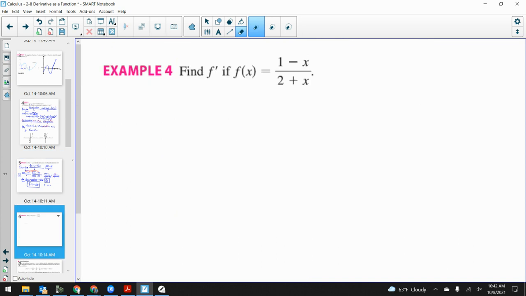All right, let's take a look at this one. We got 1 minus x over 2 plus x. This one's a doozy. This one's a fun one. Okay. So find f prime.